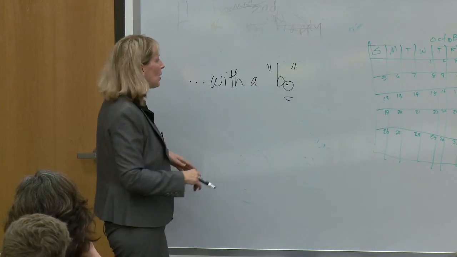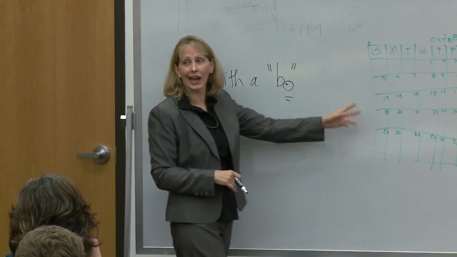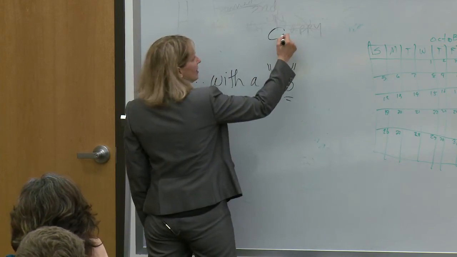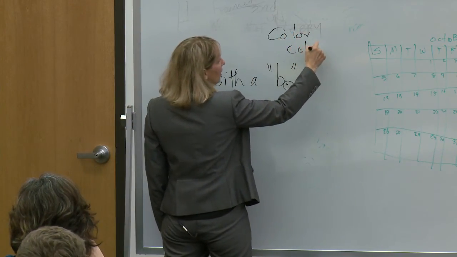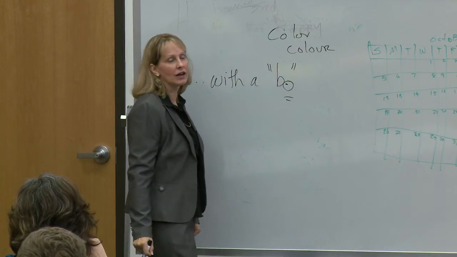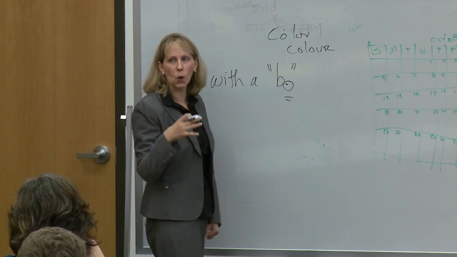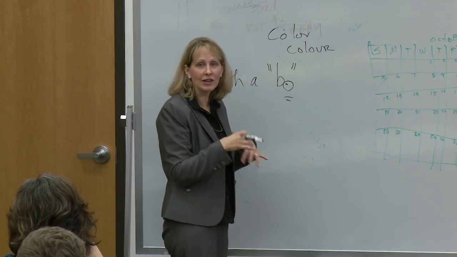But if you're writing in the US, you put it inside. If you're writing in Canada, put it on the outside. Sort of like color and colour, right? The same, there are a number of things like toward and towards: toward in America, towards elsewhere.